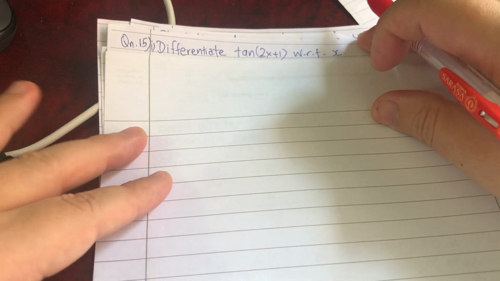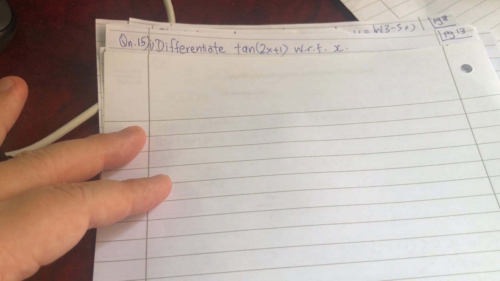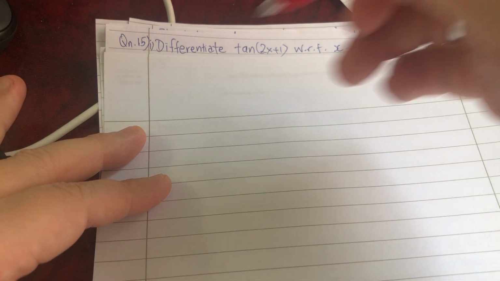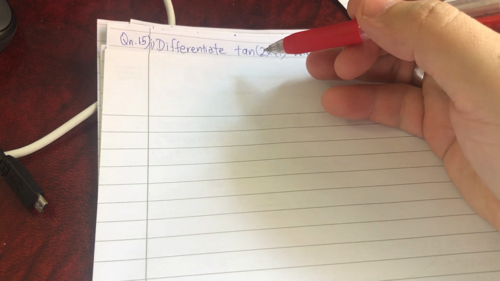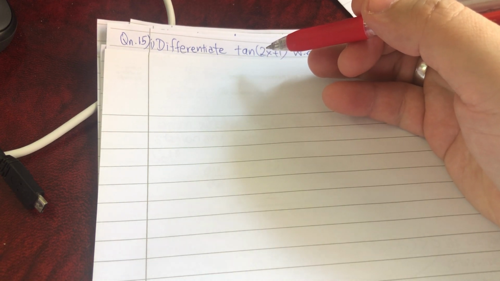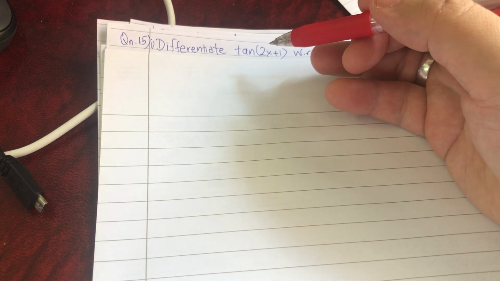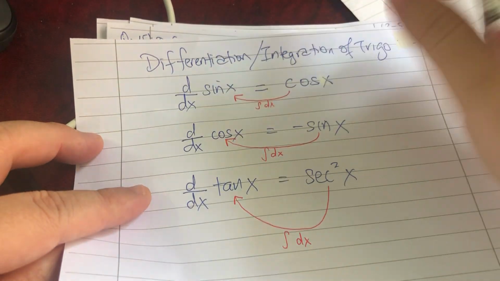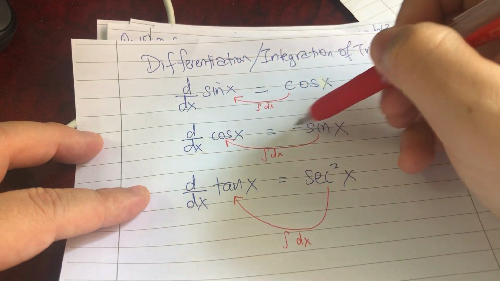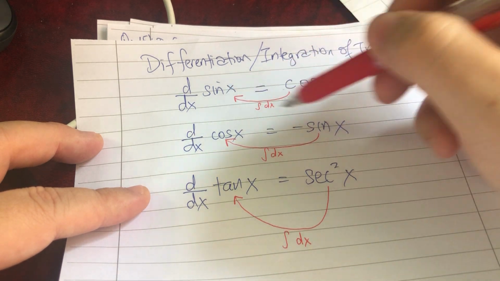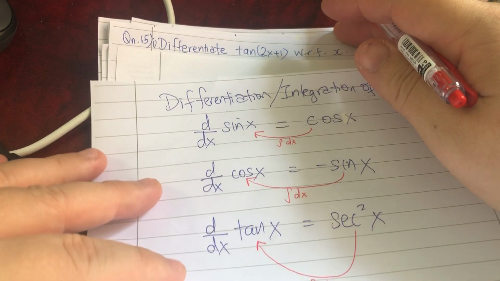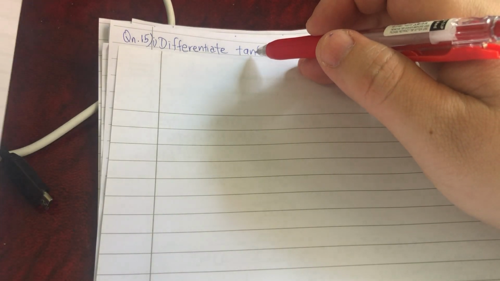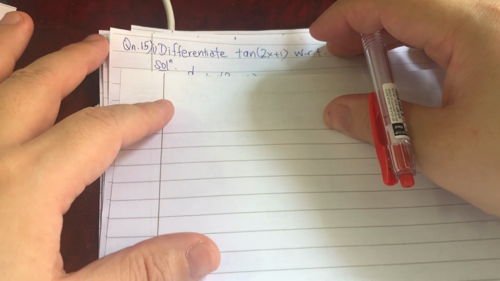Now, you learned that differentiation is like that. I'm trying to look for the notes that I prepared. When you differentiate this, you get this. Differentiate this, you get this. Differentiate this, you get this. The other way is to integrate. So take note: differentiate tangent is secant squared x.